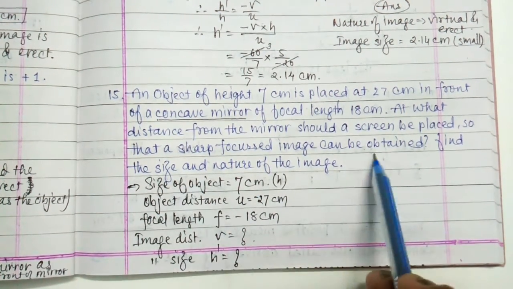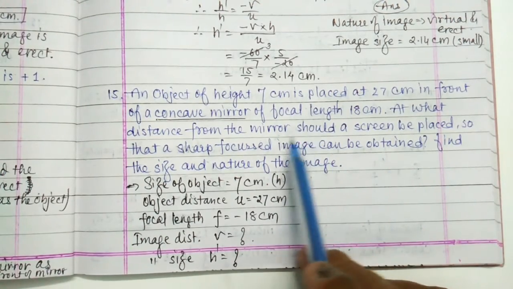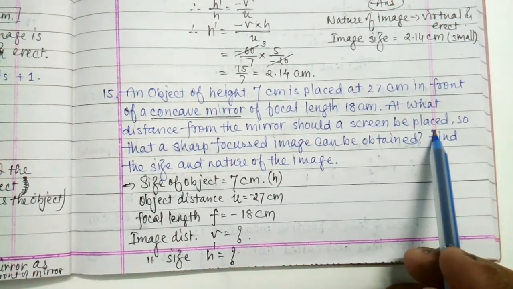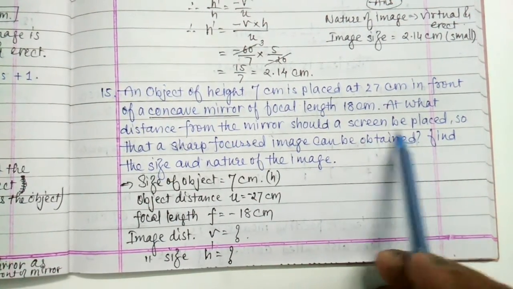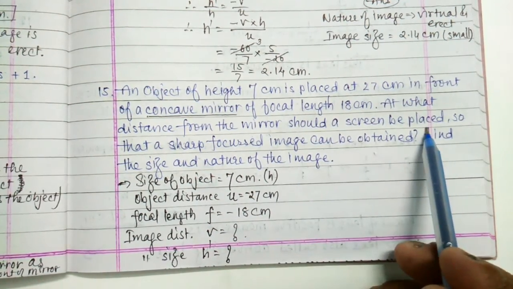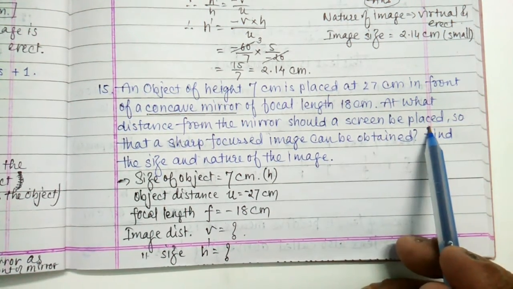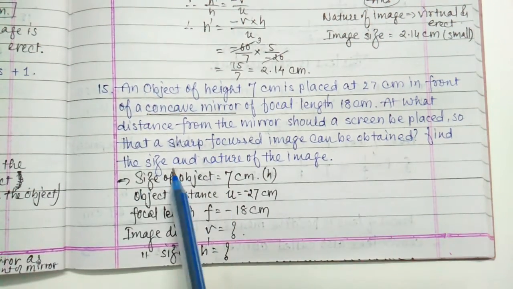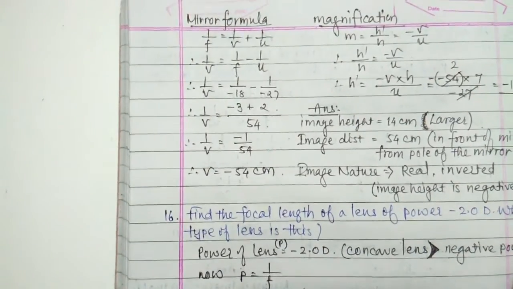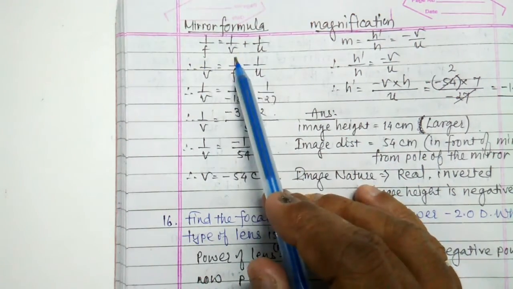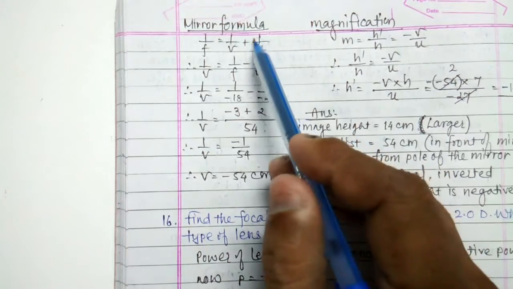So we have to find the distance from the mirror at which a screen should be placed. The screen is in front of the mirror, so where should the screen be placed? So we have to find the image distance and the size of the image, h dash. Now, similarly the mirror formula: 1 upon f is equal to 1 upon v plus 1 upon u. We have to find 1 upon v, so the side of 1 upon u should be changed.